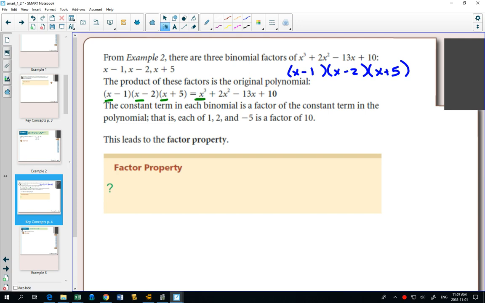We also talked about how we would know in this situation that x plus 7 could not be a factor. You would never try x plus 7 as a factor. Why? Because 7 is not a factor of 10. So whatever number is here, that tells you possibilities for there.